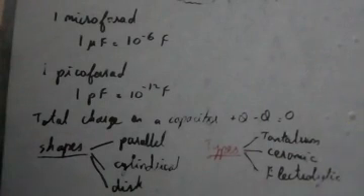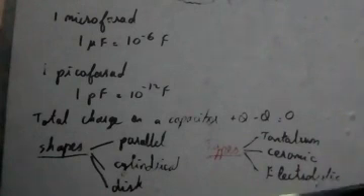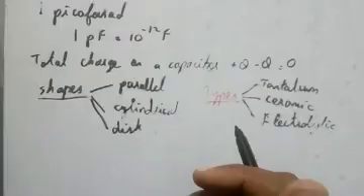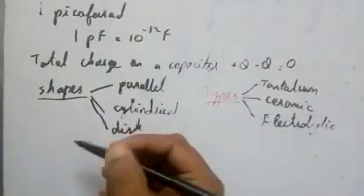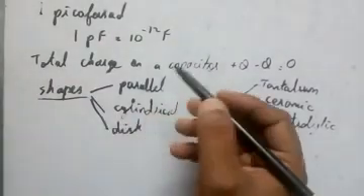Now let us recap. Capacitance means the ability to store charge. A capacitor is a device used to store charge. We also studied the SI unit, and the most common ones are microfarad and picofarad. We saw different shapes and different types. Now let us see what the symbol for a capacitor is first.